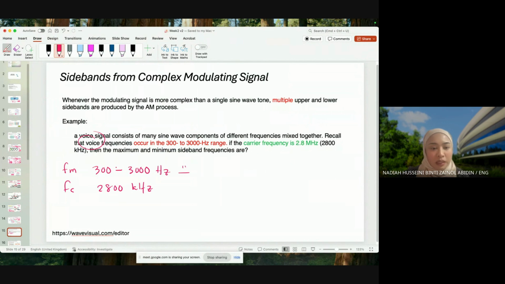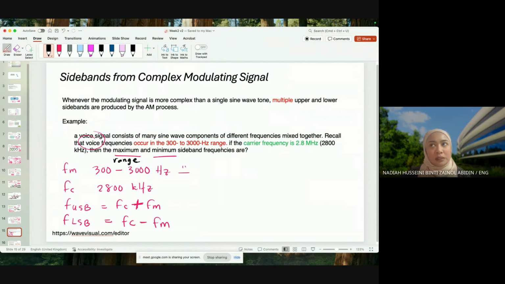Now, the question is asking what the maximum and minimum sideband frequencies are. At this point, we know what a sideband is. We have two types: upper sideband and lower sideband. What is the equation? Fc plus Fm for upper. Upper means higher, so obviously it's going to be plus, and then lower is going to be minus. Now our Fm is a range.